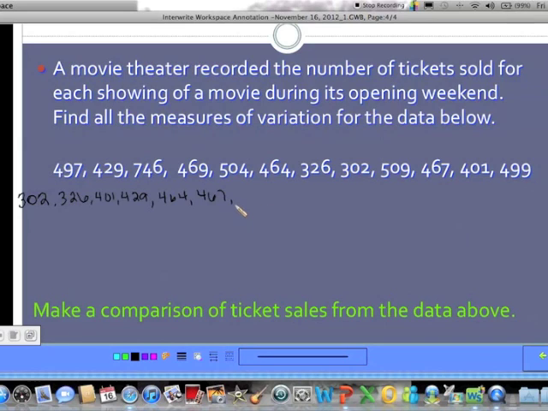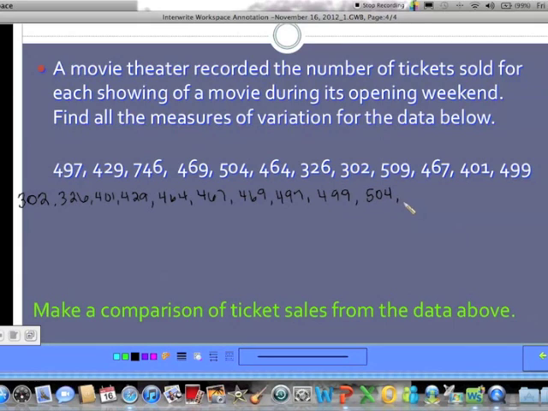Anytime they ask for all the measures of variation, they're wanting the 5-number summary and the range and interquartile range. So they may not ask for that specifically, but when they say all the measures of variation, that's what they're asking for. All right, we're almost done.